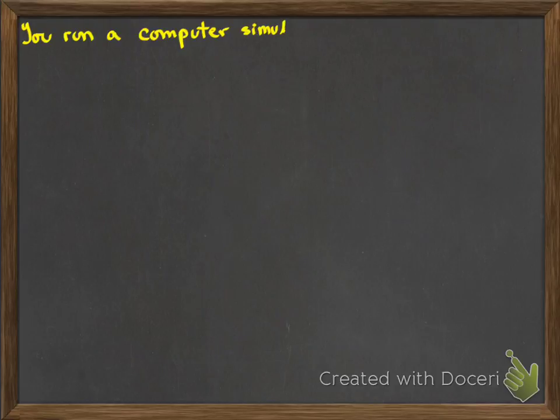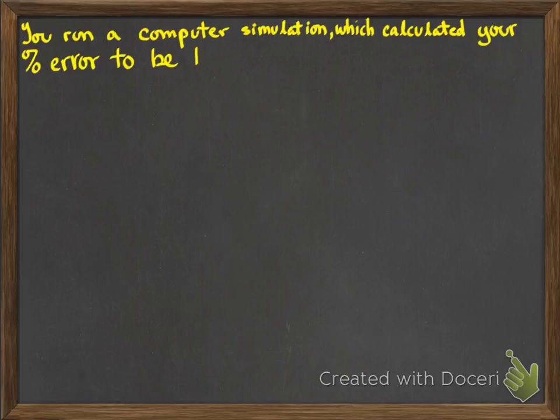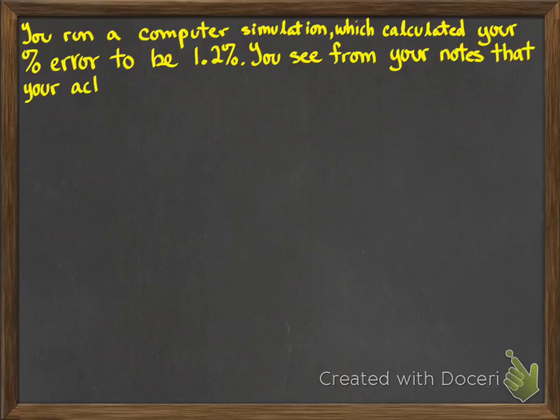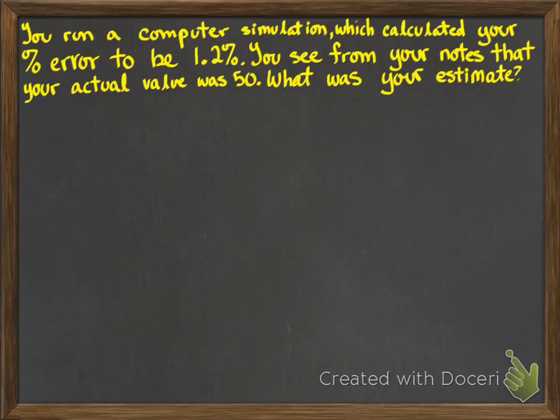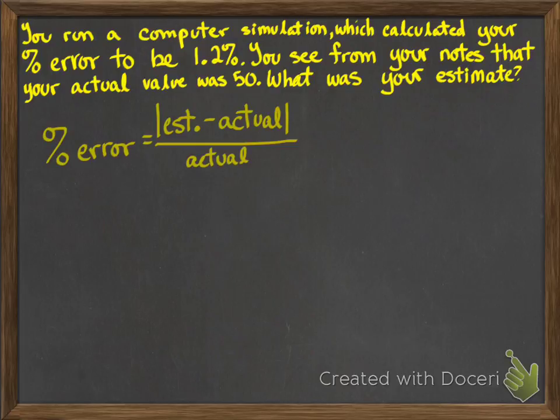Next thing is, what do you do if you're given percent error? How do you solve for the missing pieces? So if you run a computer simulation which calculated your percent error to be 1.2%, you see from your notes that your actual value is 50. What was your estimate? Okay, so I'm going to rewrite our equation. Percent error equals the absolute value of estimate minus actual, over actual.